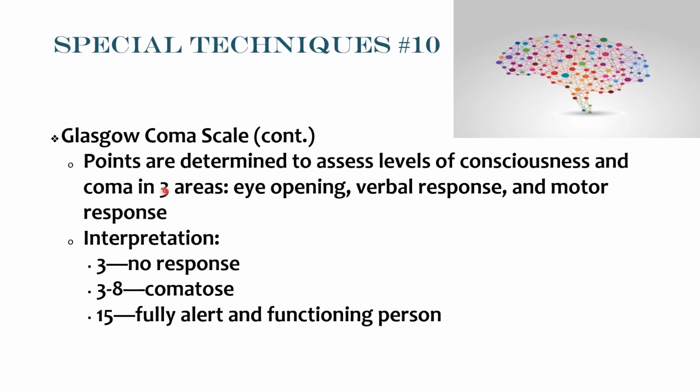Okay, so the points are determined to assess the level of consciousness and coma in 3 areas: the eye opening, the verbal response, and the motor response. And these are the interpretations. For example, 3, no response. 3 to 8 could mean comatose. No, this is for the total score. 15 if the patient is a fully alert and functioning person.